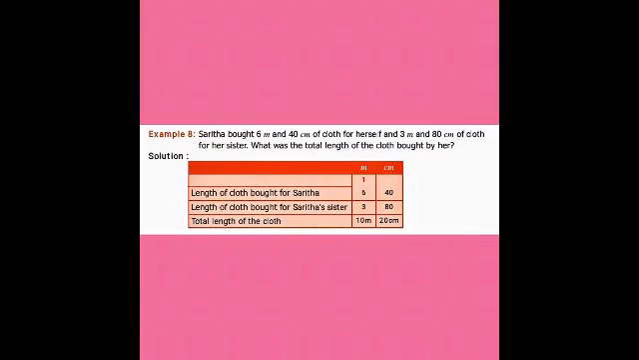From the given question, we can understand directly this is addition, because she bought some cloth for herself and some cloth for her sister. So we want to find the total length. For the solution part, we write the units on top, and then we start with the length of the cloth bought for Sarita, 6 meter 40 centimeter. The length of the cloth bought for her sister is 3 meter 80 centimeters.